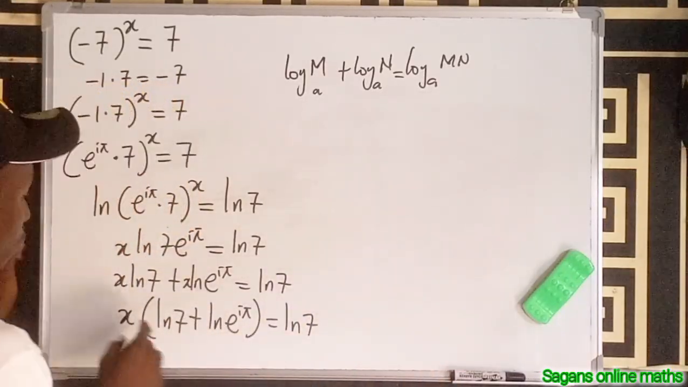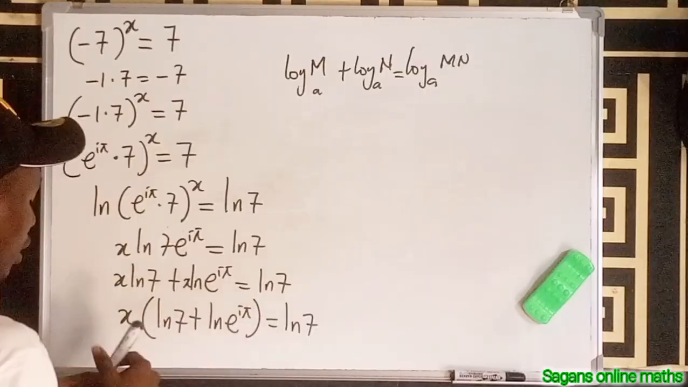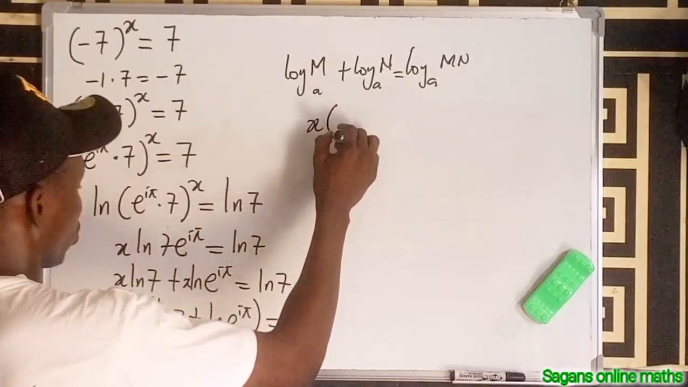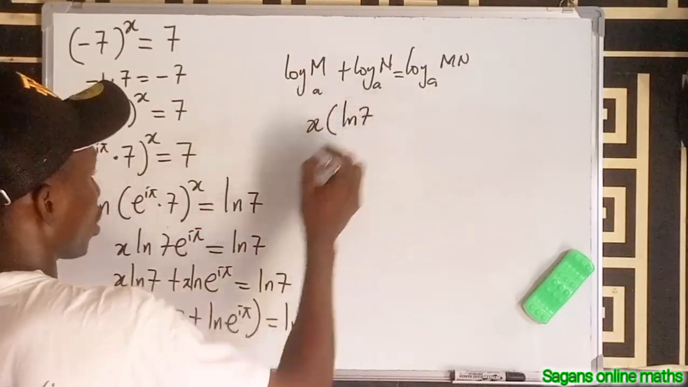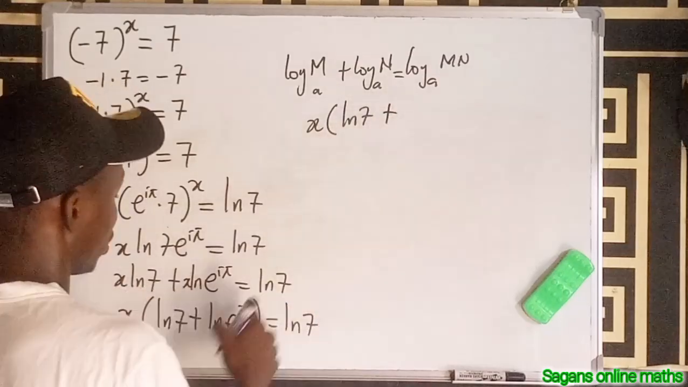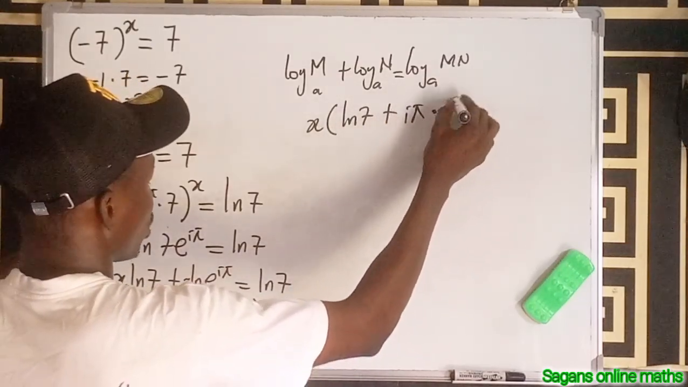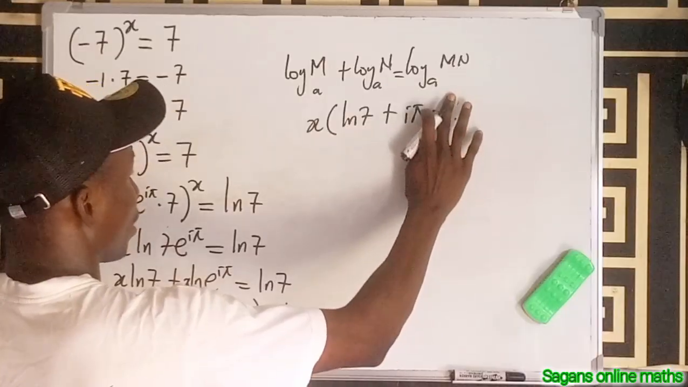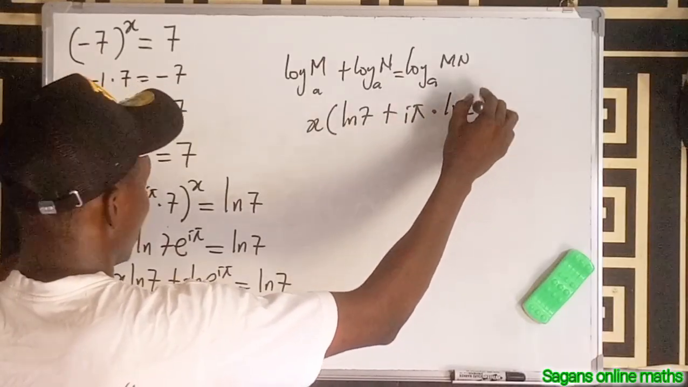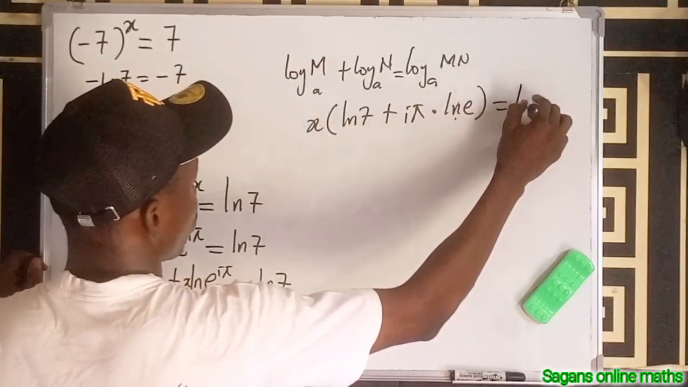Okay, from here there's an error somewhere, because only this is the exponent, right? So now to add, this is x into ln 7, which is natural logarithm of 7, plus this now becomes i pi, right? i pi, then multiply by the natural logarithm of e, then equals natural logarithm of 7.